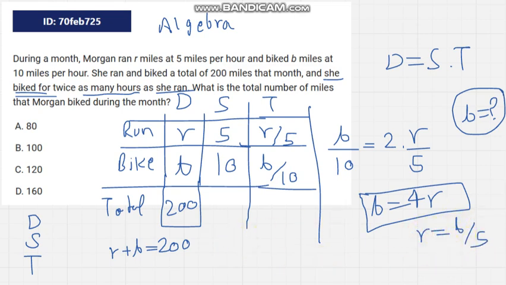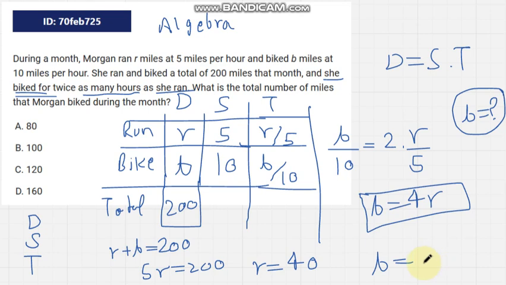You know what? Let's not go to fractions. Let's substitute b equals 4r. So this is going to be 5r equals 200. The r is going to be 40. But we don't want r, we want b. The b is 4 times r, so 4 times 40, that is 160. And since it's a distance, the answer is 160 miles.